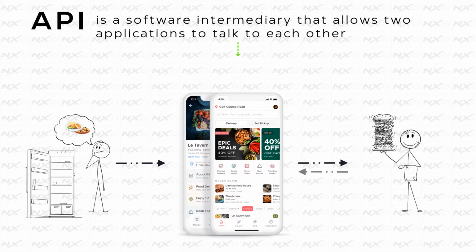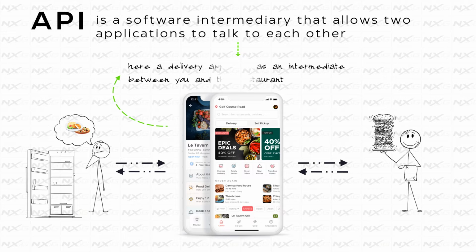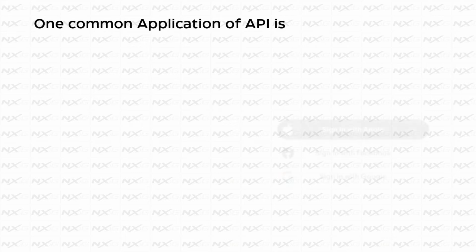In this situation, a food delivery service serves as a middleman between you and the restaurant. Orders are sent to the restaurant after they are confirmed on the application, and the restaurant delivers food to your designated location. Let's see how API is used in the real world.